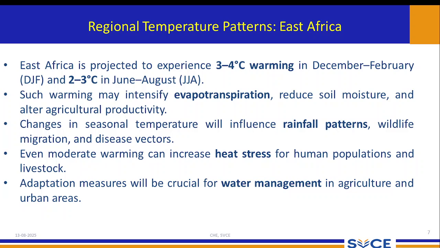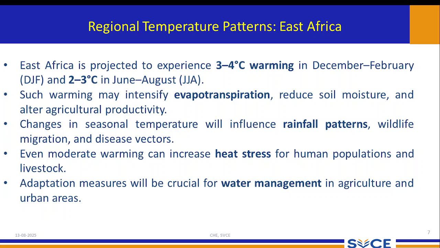Changes in seasonal temperature will influence rainfall pattern, wildlife migration, and disease vectors. Even moderate warming can increase the heat stress for human population and livestock. So even if we think of 1 degree Celsius or 2 degrees Celsius, obviously it is heat stress for humans. Every year it has been increasing by 1 degree. Just imagine, after some time it becomes very hard to survive here, right?